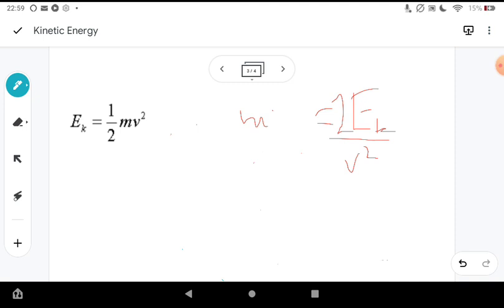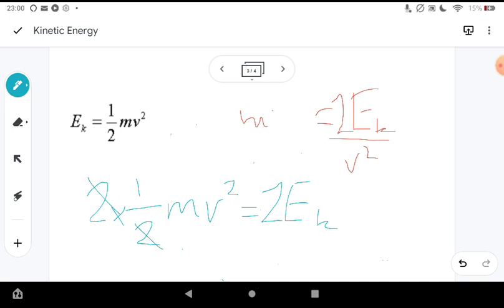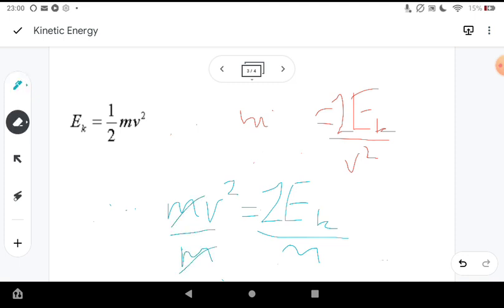Right, the second one, however, is a little bit trickier. So I've got the same thing, half mv squared gives me my kinetic energy. And I'm going to do the same thing first of all, 2 times the kinetic energy, and that's 2 times half mv squared. That's going to cancel those out, which gets rid of that. Once I've done that, I'm going to have to divide both sides by the mass. That's reasonably straightforward. Those two cancel each other out.